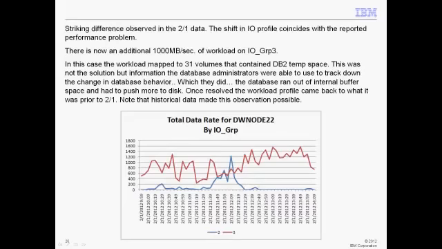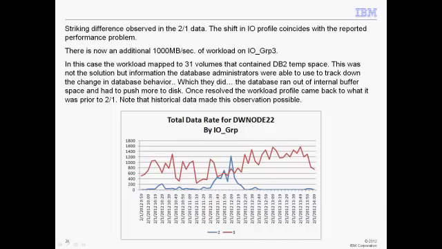Now we'll contrast that data with data that was collected on the day of the impact. There's a striking difference observed in the 2-1 data. The shift in I/O profile coincides with the reported performance problem. There's now an additional 1 gigabyte a second of workload on I/O group 3. In this case, the workload mapped to 31 volumes that contain DB2 temp space. This was not the solution, but information the database administrators were able to use to track down the change in database behavior, which they did.